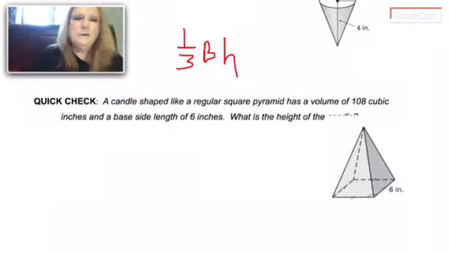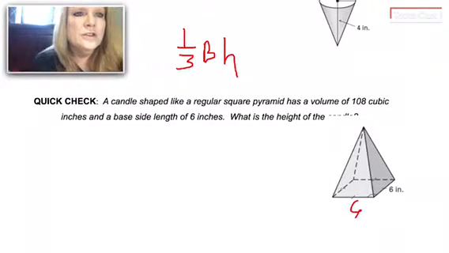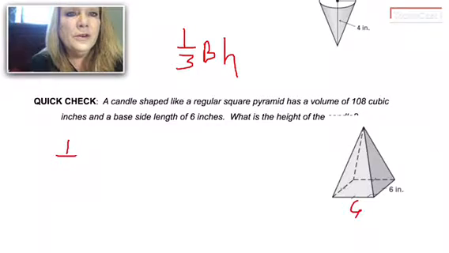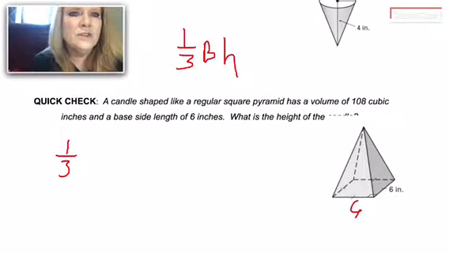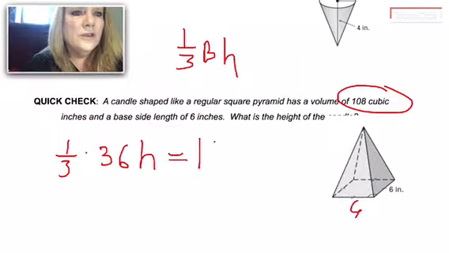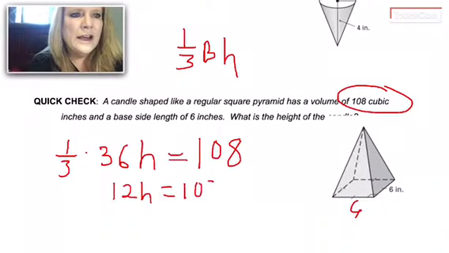But the problem here is not a problem, it's just that the base is a square. So these are all 6. So this is going to be 1/3 times the area of the base, so just 6 times 6, which is 36, times the height, which we're looking for, is equal to 108. So 36 divided by 3 is 12h equals 108.